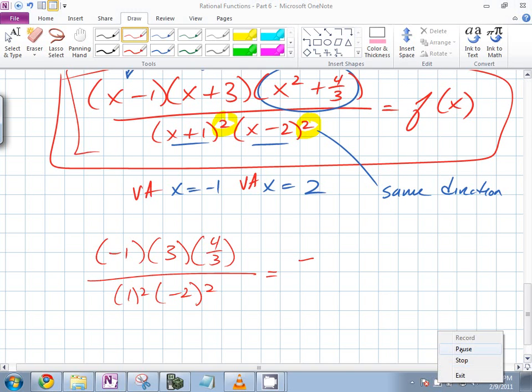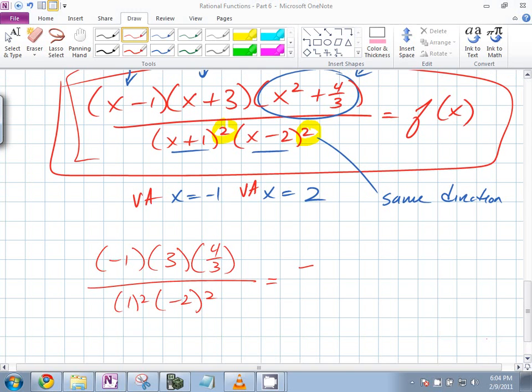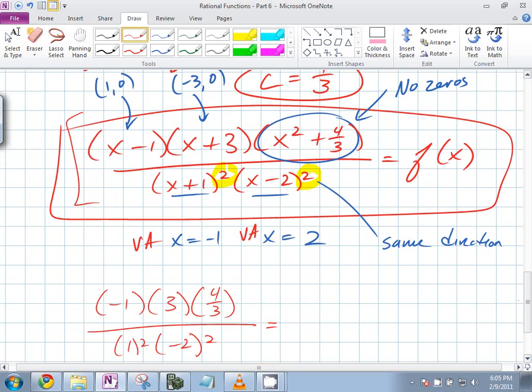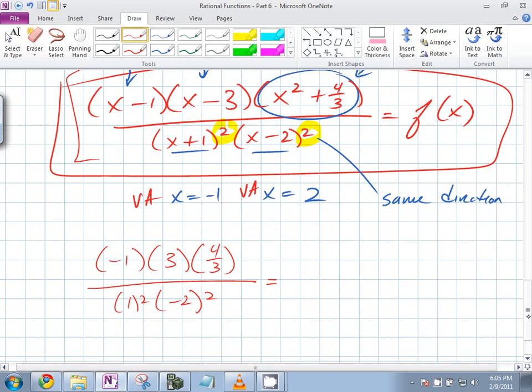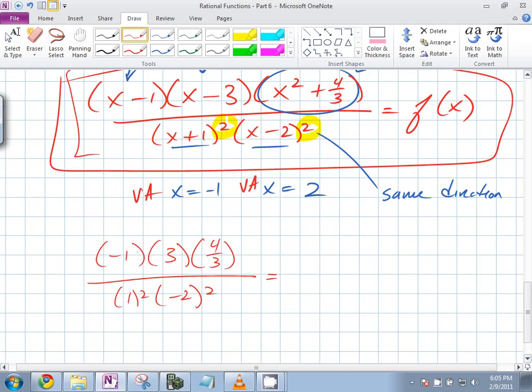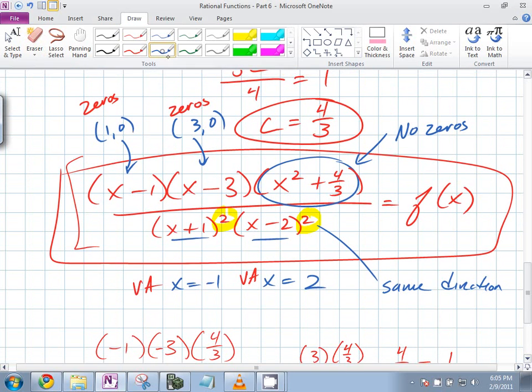Oh, look, there's a mistake. I am human. I made a copy error up here. This should actually be x minus 3. So this right here should be 3, 0, which actually matches our graph. Sorry about that. So what does that mean? This is actually -3. So you end up with 3 times 4/3 all over 4, which is 4 over 4, which is 1.